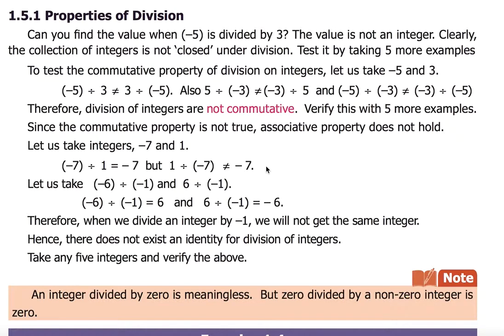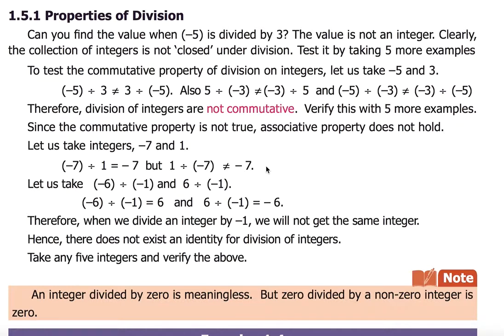To test the commutative property of division on integers, let us take minus 5 and 3. So minus 5 by 3 is not equal to 3 by minus 5. So this is not commutative. Therefore, division of integers is not commutative. Verify the statement with 5 more examples. Since the commutative property is not true, the associative property does not hold.